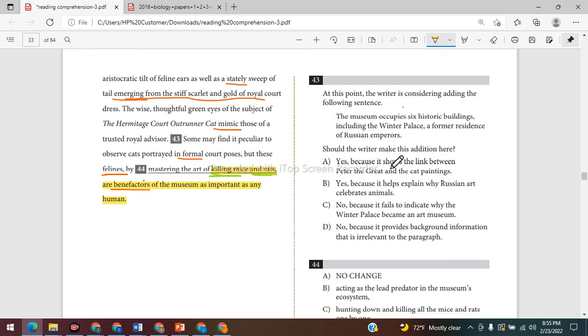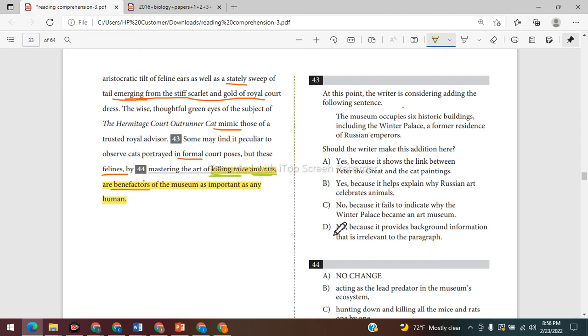Is it yes, because it shows the link between Peter the Great and the cat paintings? Yes, because it helps explain why Russian art celebrates animals? No, because it fails to indicate why the Winter Palace became an art museum? No, because it provides background information that is irrelevant to the paragraph. D. D, definitely. Yes, D.